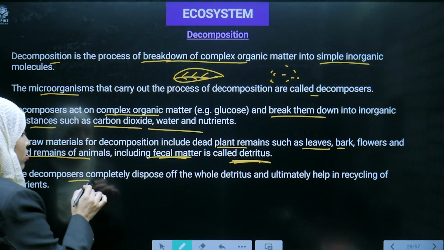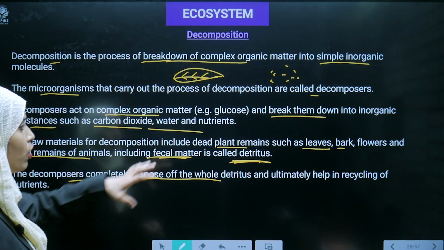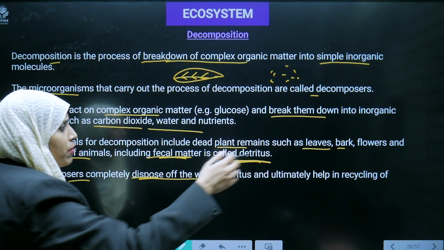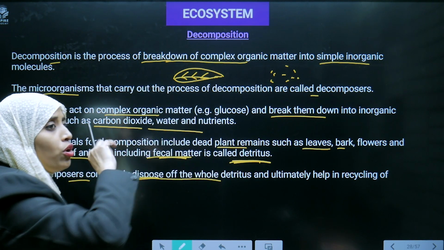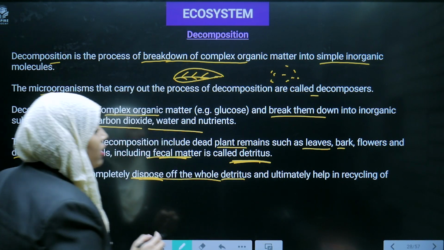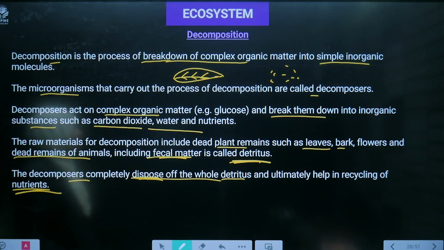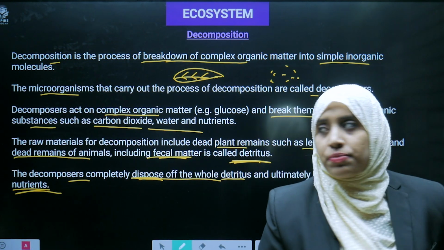So the decomposers completely dispose of the whole detritus. So these are detritus, dead plant remains, all these are detritus. Decomposers will break this detritus. So they dispose of the whole detritus and ultimately help in recycling of the nutrients. Okay, they help in nutrient cycling.